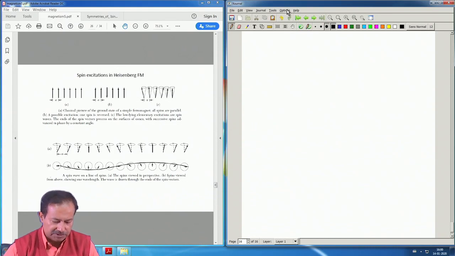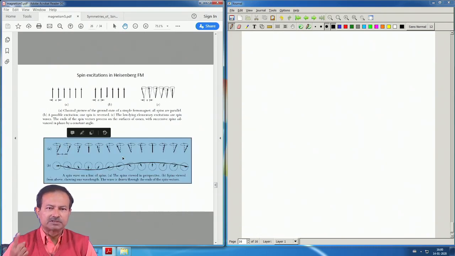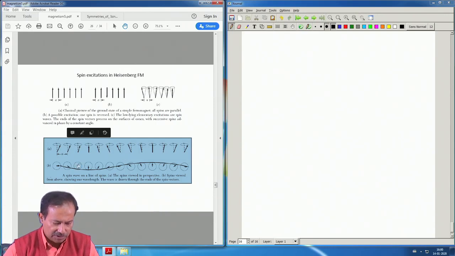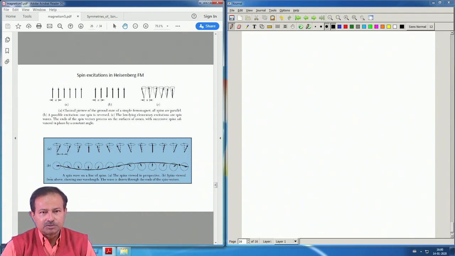These pictures actually show the way these fluctuations take place from the side view, and from the top view you can see that the spins are rotating with a particular wavelength lambda. This wavelength can be very large, and the larger the wavelength, the lesser is the cost of such excitations. Every excitation costs energy.